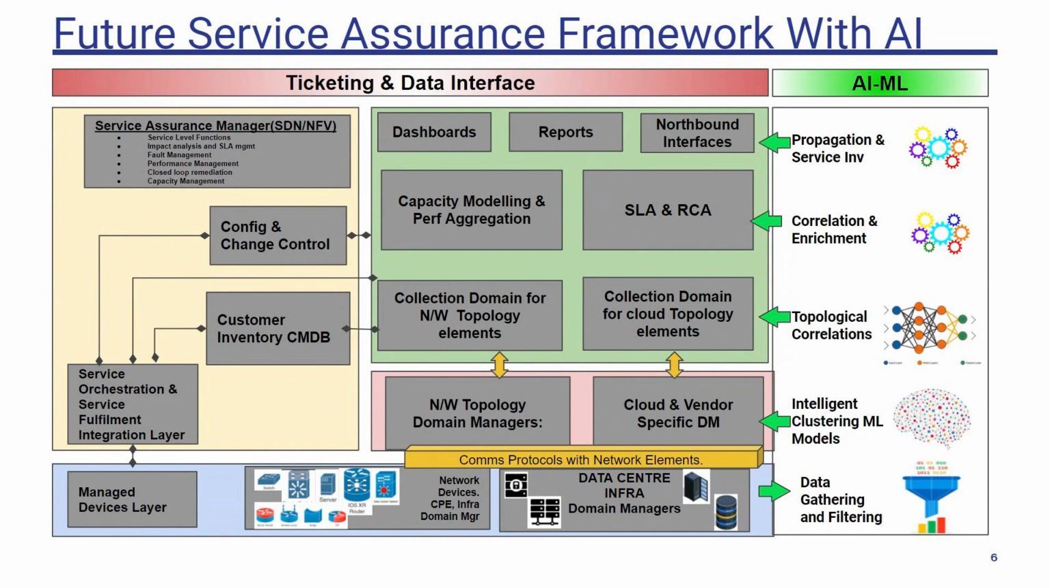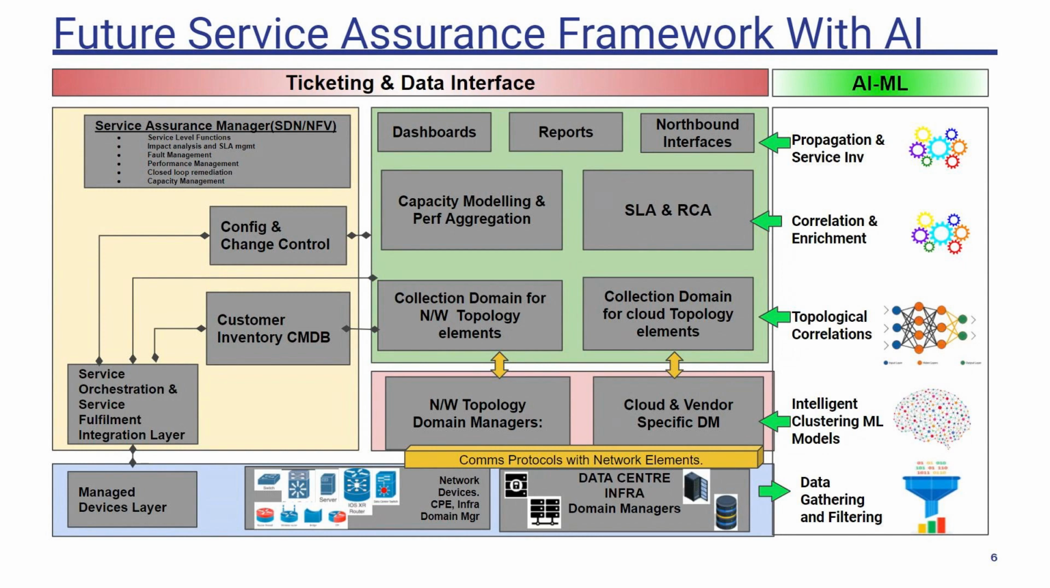You can test them on the basis of current data. And once the models are there, you can also have the topological correlations. Now, someone will ask, what are these topological correlations? If you notice, we have this block wherein we have a collection domain for network topology elements and a domain for cloud topology elements, right? Now, what if there are certain domains which need to be cross correlated?